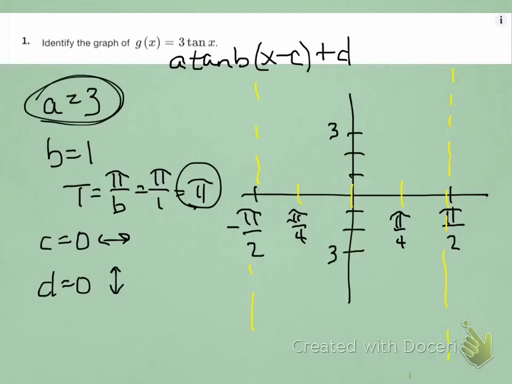So my key points are at 0, 0 right here, and I go over 1 and up 3, so I'm right there, and I go left 1 and down 3, and now at this point, all I have to do is what? I just have to connect these, right? And that gets me the graph of 3 tangent x. All right, you guys got this.